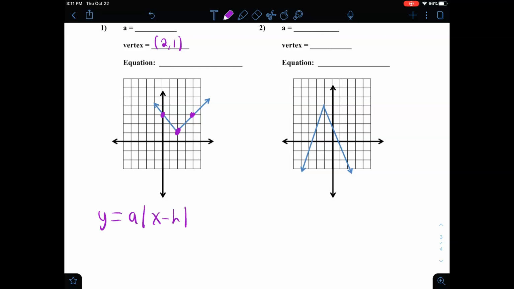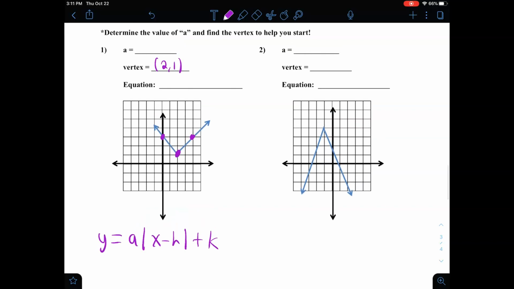It's going to be y equals a, absolute value of x minus h, all plus k. Right? But we need to solve for the value of a. We don't know what that is. So what I'm going to do is I know my h and k equals 2, 1. I'm going to pick an x and a y. Just pick another point on the graph, and we're going to solve for a using that information.